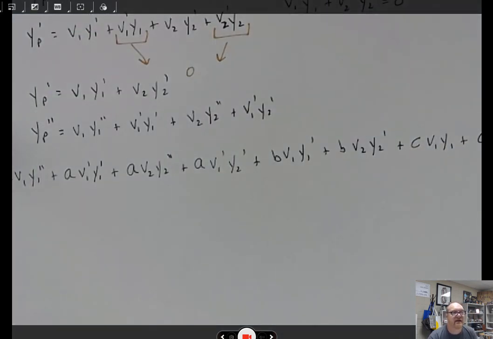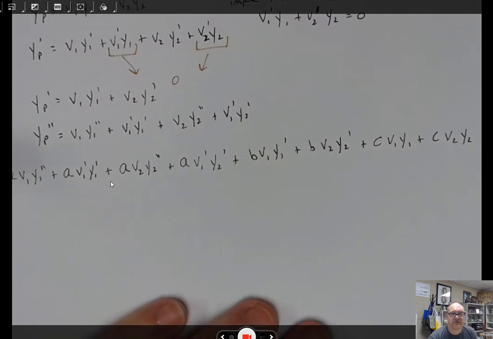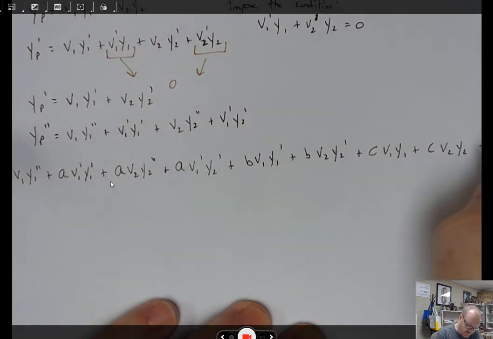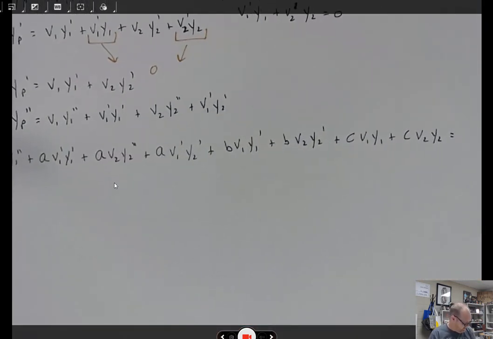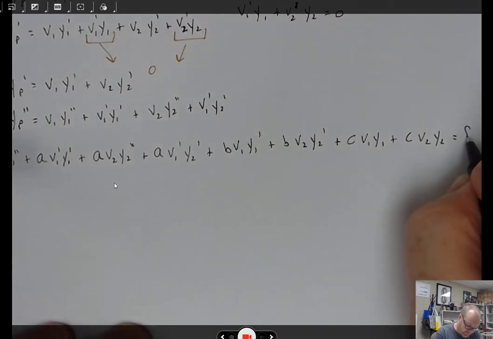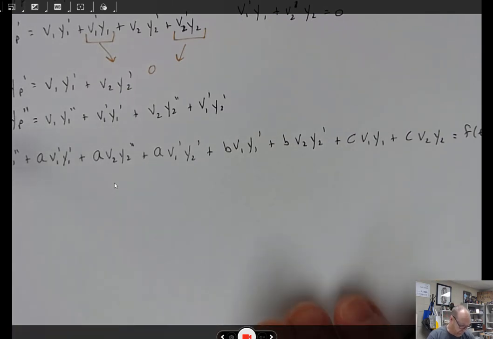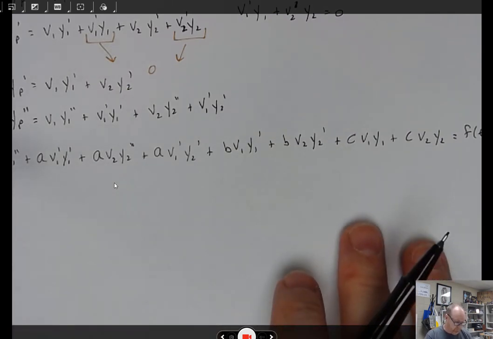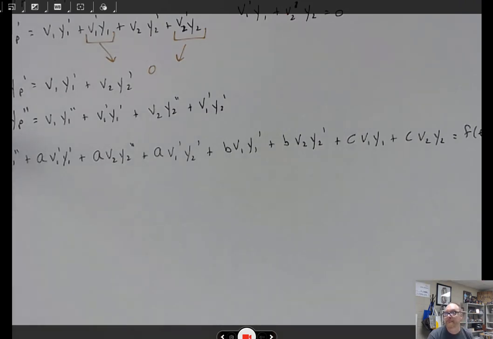Zoom out just here so you can see the whole thing. If you print the handout, you'll be able to see hopefully all of it at one time. But I end up with that whole thing equal to f of t, some function. So let's see if we can find some places to make use of that identity. I'm on the lookout for v1 prime times a y1.